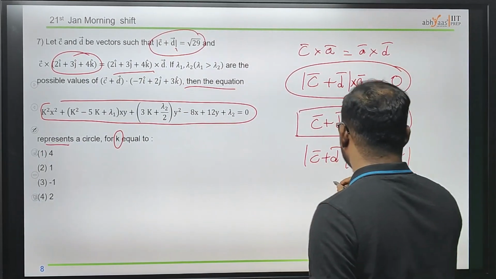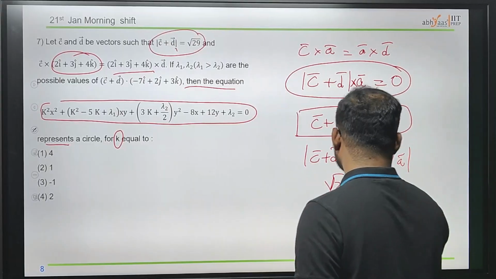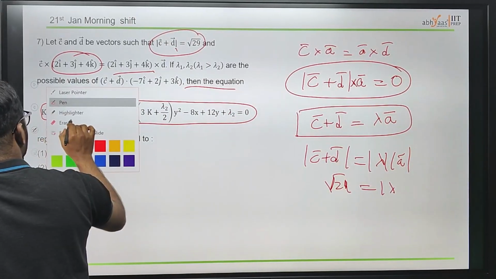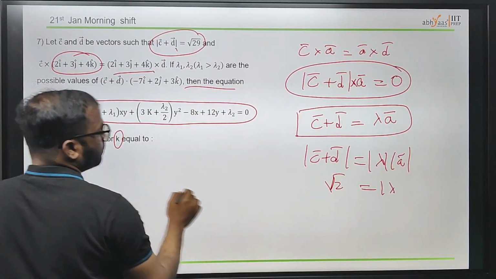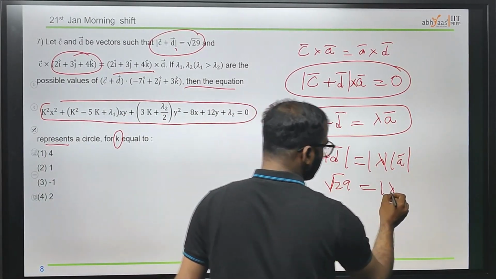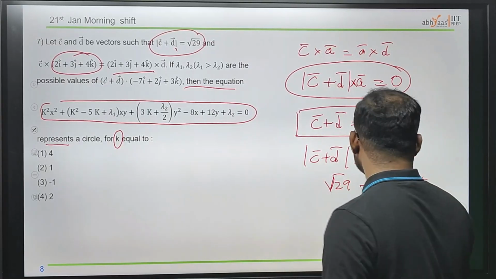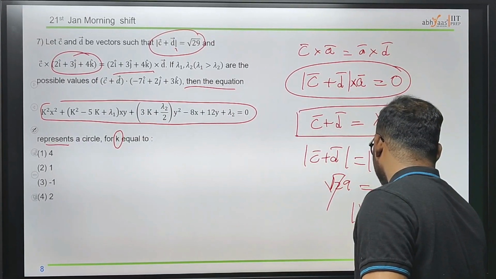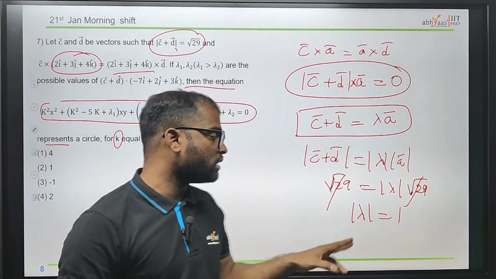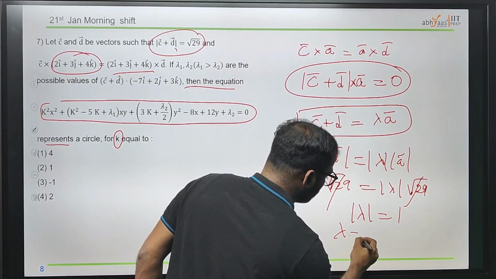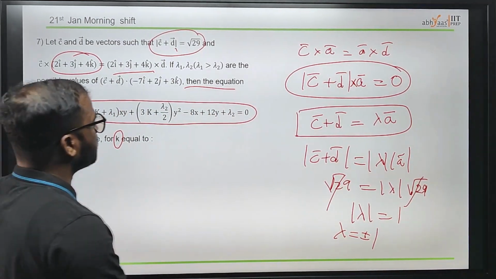For that we will have root 29, which is equal to lambda root 29 here as well and root 29 here as well. This will be cancelled out. Then mod lambda will be equal to 1. For mod lambda we will have two values, which is lambda equal to plus or minus 1. Now just use the lambda value here.